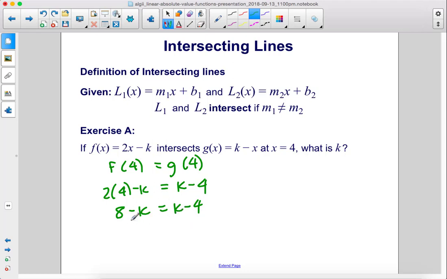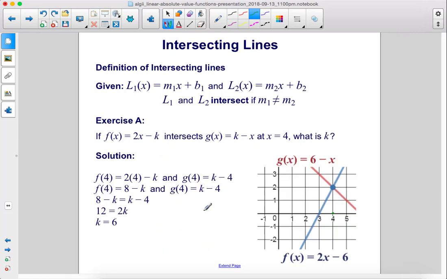We will subtract k from both sides and subtract 8 from both sides. So that gives us -2k = -12. k equals 6. So here's the solution. If you were to plug 4 for x and 6 for k into one of those equations, we would have 2 times 4 minus 6, which would equal 8 minus 6, which is 2. So the y coordinate would be 2. x is 4, y is 2, and that's where both of these lines intersect, right at that point.